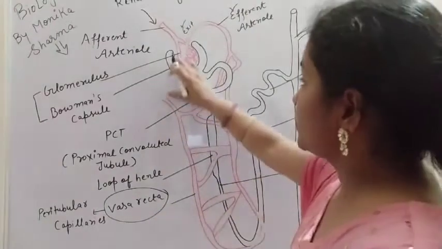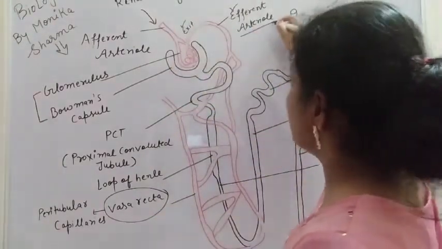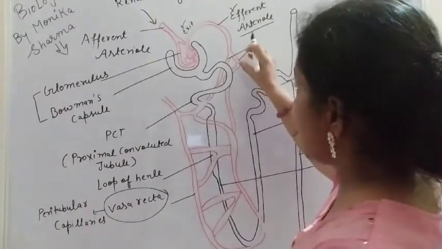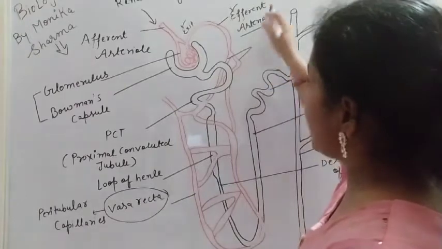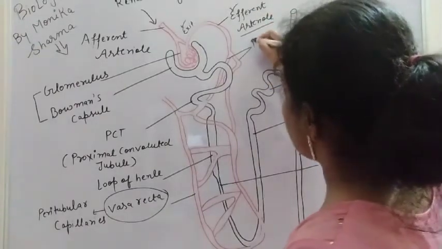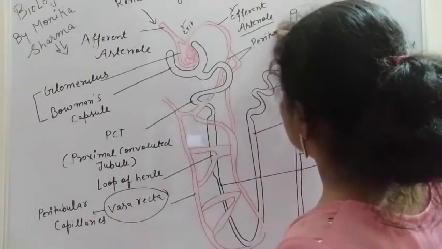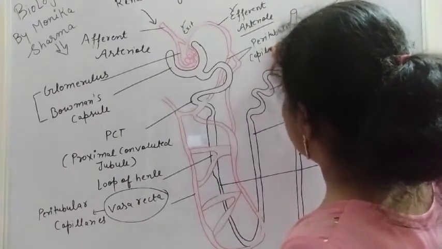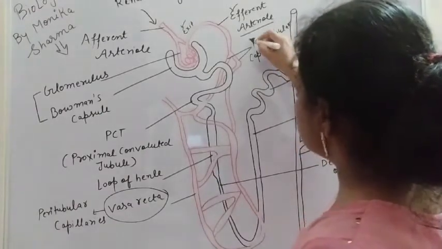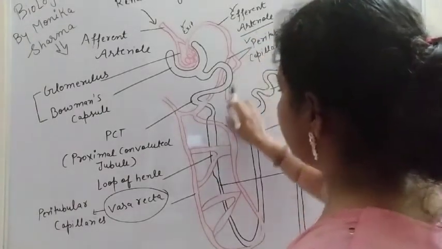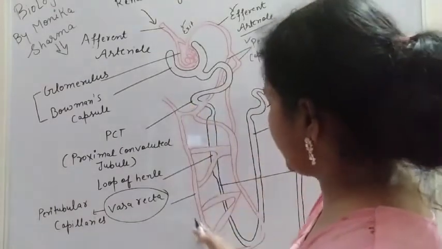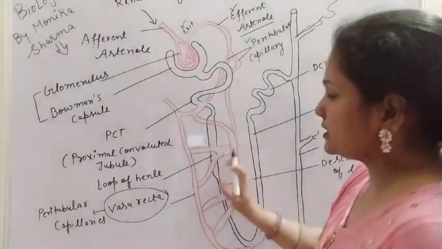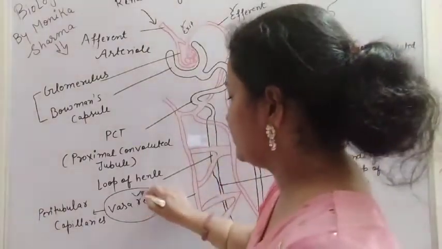So like this, if firstly there is an arteriole, then its further bifurcation forms the capillaries, and the capillaries formed by the efferent arteriole are known as peritubular capillaries. And the peritubular capillary that is U shaped and runs parallel to the loop of Henle is known as the vasa recta.